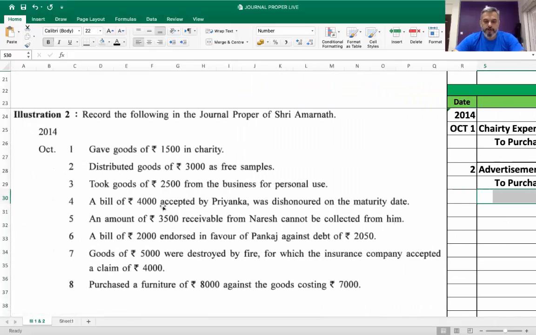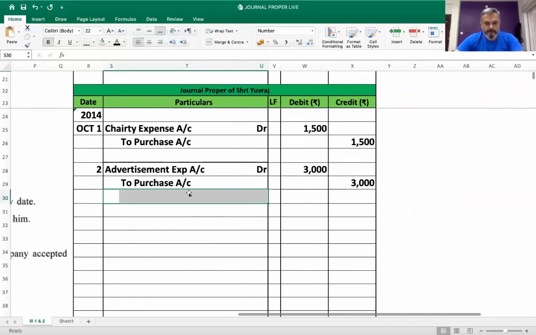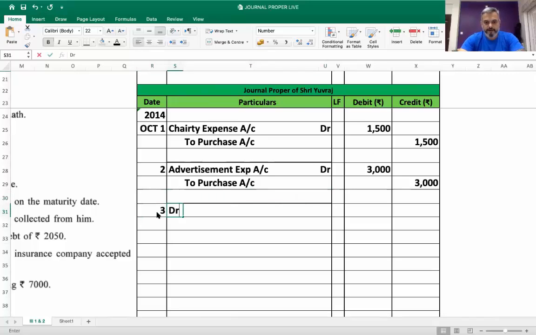Third, took goods of rupees 2500 from the business for personal use. We took goods of rupees 2500 from the business for personal use. So owner is taking these goods. So drawings account debit. Owner is the receiver. 2500. Again, out of goods what we have purchased, so purchase account 2500.